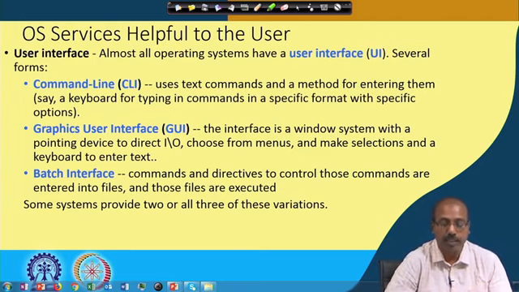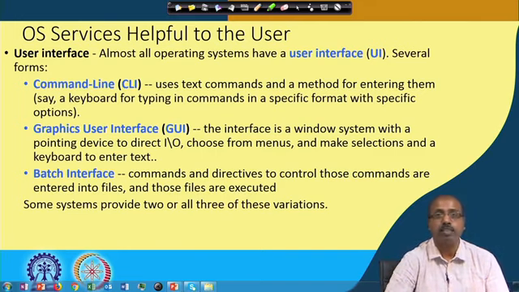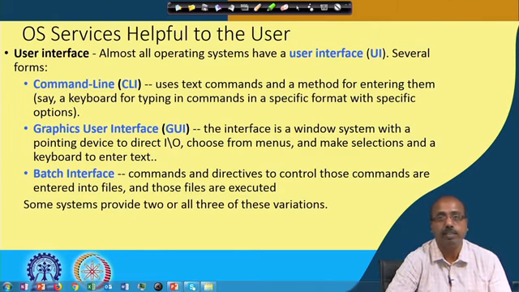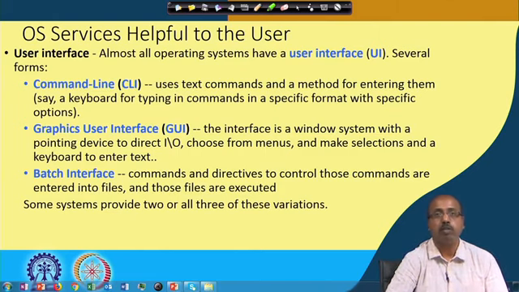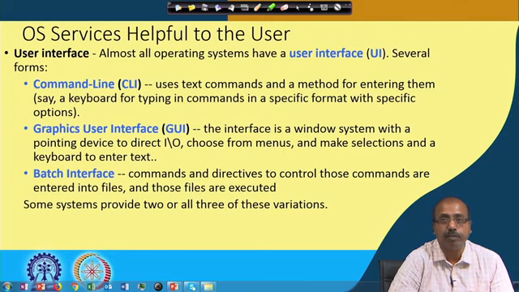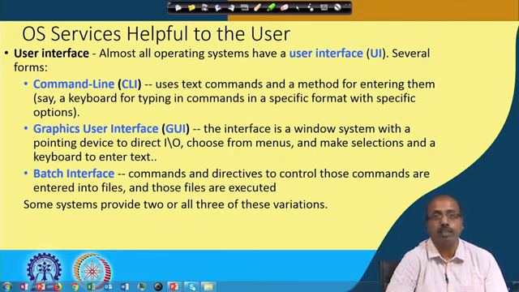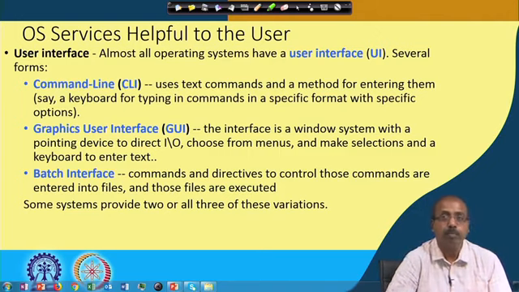Here the commands and directives to control those commands are entered into files, and those files are executed. Batch means that in a batch we give a set of commands to be executed. Maybe we want 10 different operations to be done on a certain set of files or programs. So in a file we write down those 10 commands and then tell the system to execute the commands from this file one by one. That is called a batch interface.